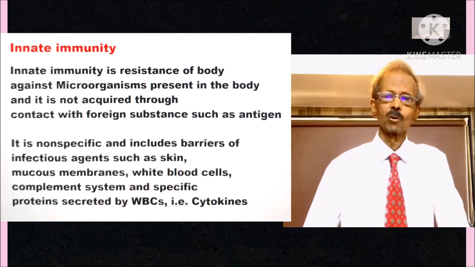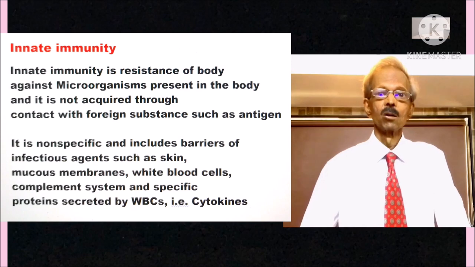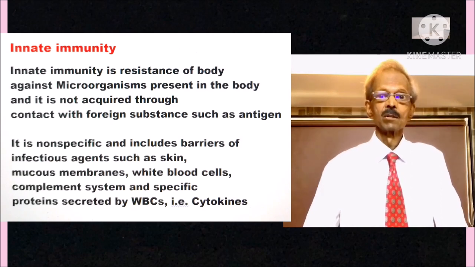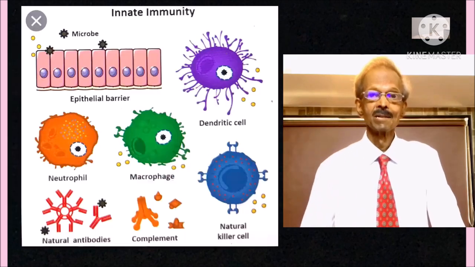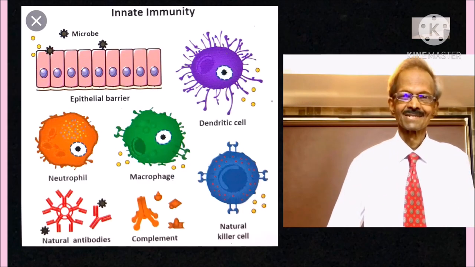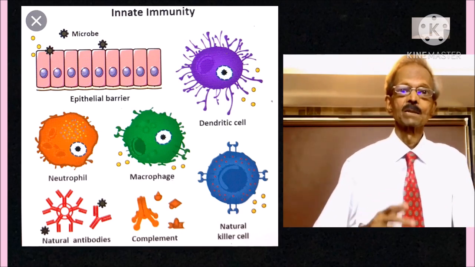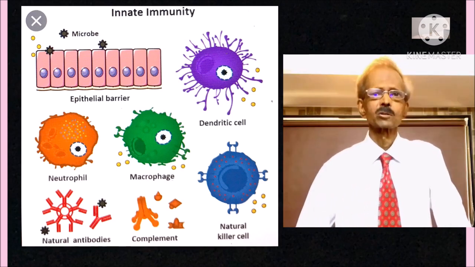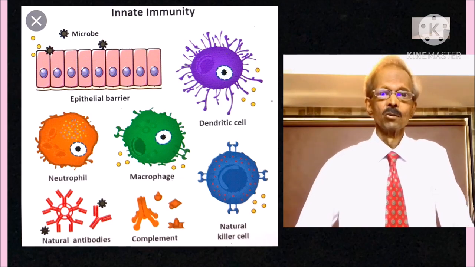Innate immunity is the resistance of the body against microorganisms already present in the body, and it is not acquired through contact with a foreign substance like an antigen or microorganism. It is non-specific and includes barriers to infectious agents such as skin, mucous membrane, white blood cells, complement system, and specific proteins secreted by white blood cells, that means cytokines.